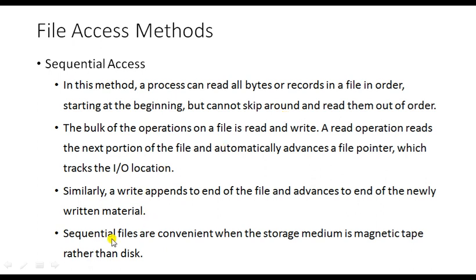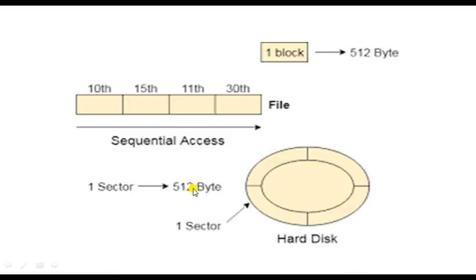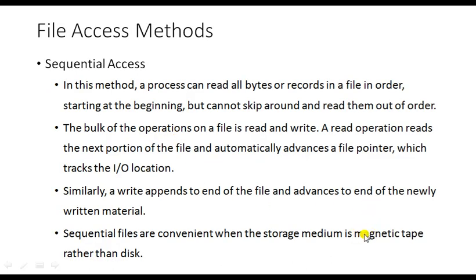So sequential files are convenient when the storage medium is magnetic tape rather than disk. This is an important point. Generally hard disk is used for dynamic accessing. Of course sequential access is allowed, but if the operating system and the file handlers follow this sequential access, better you go with the magnetic tape rather than the disk.